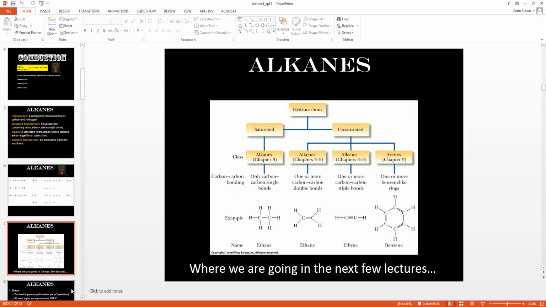If we think about what we've covered so far, so in chapter 1 and 2, we were really looking at water and the interaction of acids and bases. For chapters 3 and 4 and 5 and a little bit of 9, we're going to be looking at alkanes, alkenes, alkynes, and arenes. So we're going to be looking at carbon-carbon bonding, or only carbon-carbon single bonds, or carbon-carbon double bonds, or carbon-carbon triple bonds, or some aromatic compounds like what we see here.